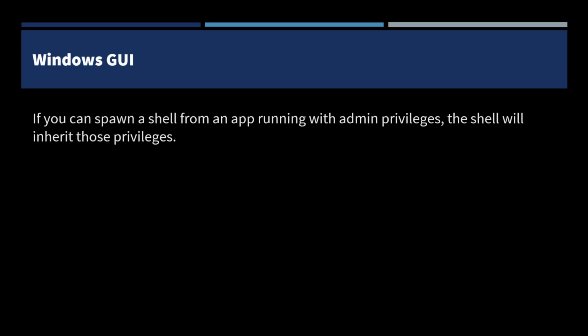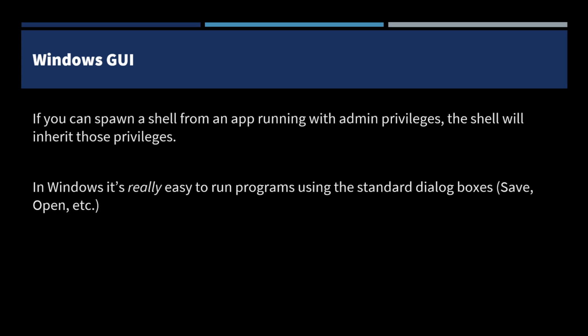The final weird privilege escalation technique I'll be covering is really just abusing the Windows GUI. Sometimes you'll encounter an environment where a GUI app will be running with admin privileges for whatever reason, and of course, if we can spawn a shell from this app, it will inherit those admin privileges. That's expected. What I find weird about Windows in this respect is that it's really easy to run programs using the standard dialog boxes, save, open, etc. If you've ever tested older Citrix environments, you'll know what I mean. But let's try it out.